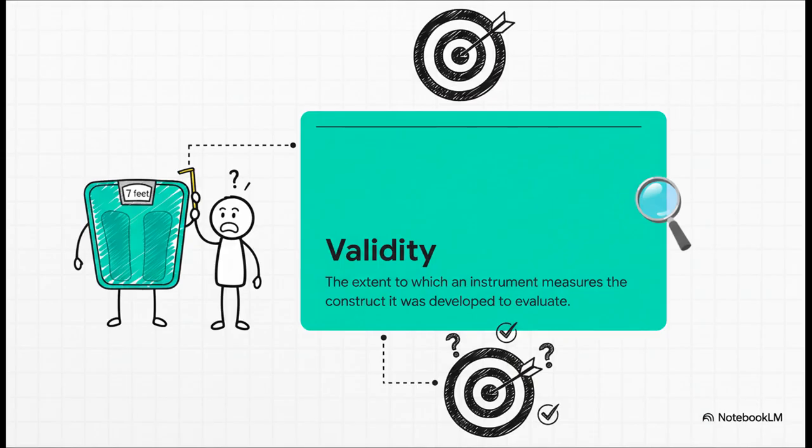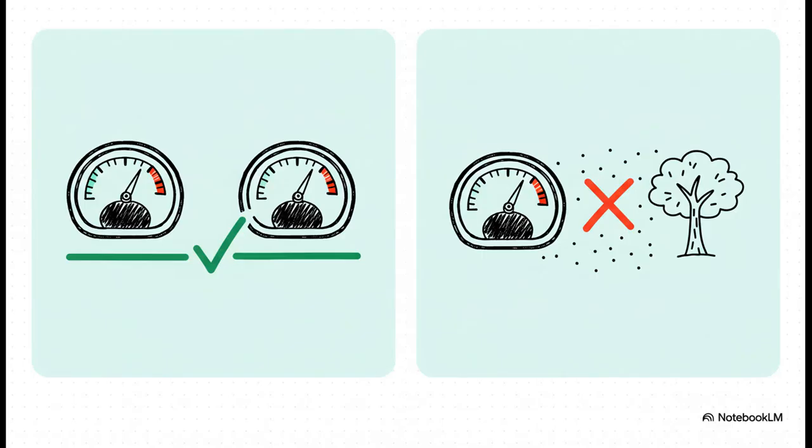Validity asks the single most important question. Are we actually measuring what we think we're measuring? It's like your bathroom scale consistently telling you you're 7 feet tall. It's reliable for sure, but it's not valid. So how do they test for this? They attack it from two sides.